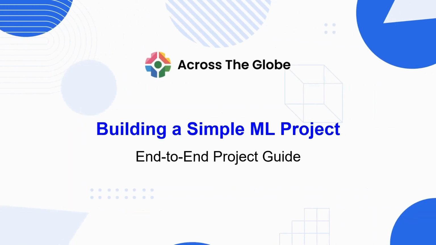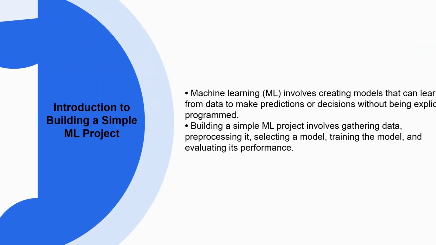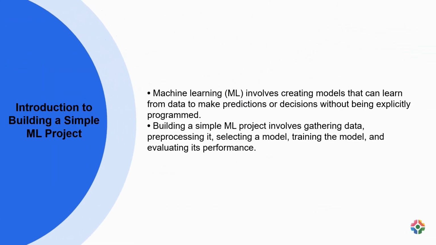Today we will learn about building a simple ML project. Machine learning is a branch of artificial intelligence that creates models capable of making predictions or decisions based on data without explicit programming. To build a basic machine learning project, the process typically involves gathering relevant data, pre-processing it to make it usable for the model, selecting an appropriate model, training the model with the data, and finally evaluating its performance.